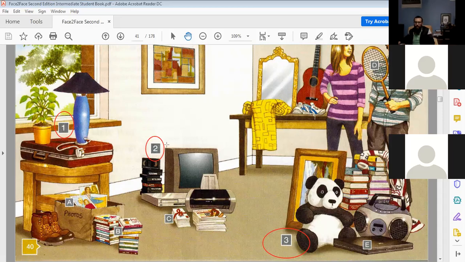What about number two? Video player, DVD. Yeah, DVD player. Some letters. And what's this? Maybe magazines. They look like magazines. What's this? A printer, yeah. And? TV. Computer or TV. It looks like a TV, maybe, right? Yeah, it looks like a TV. All right.